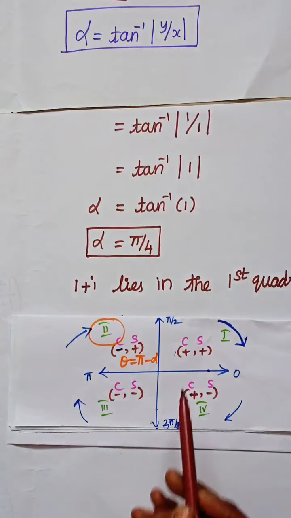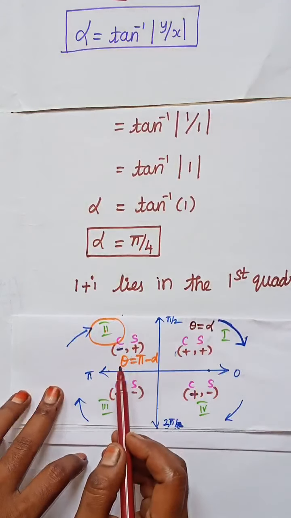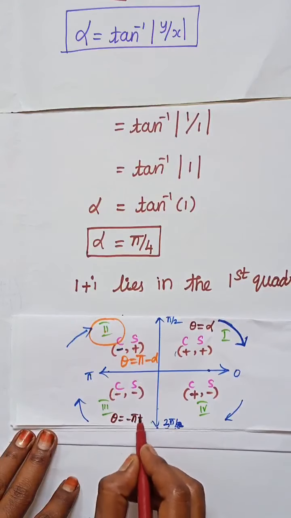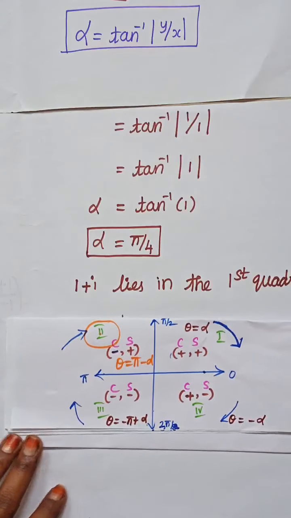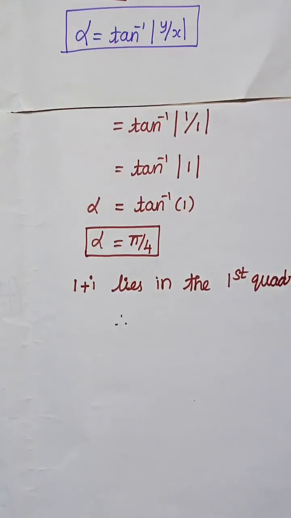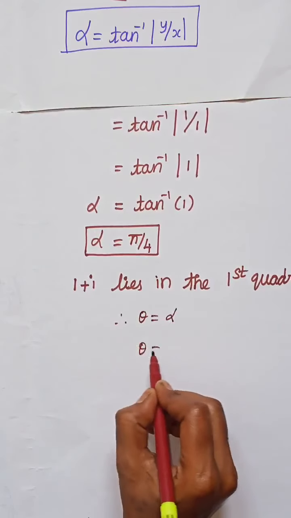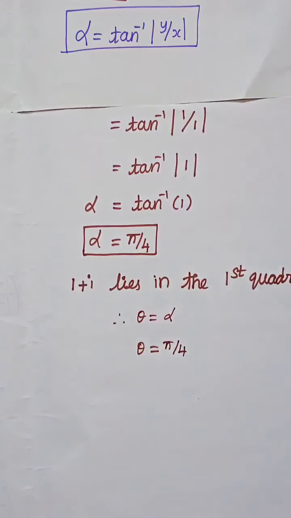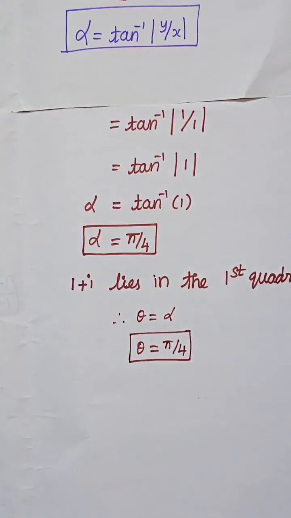So the given number lies in the first quadrant. Here theta equals alpha. In the second quadrant, theta equals pi minus alpha. In the third quadrant, theta equals minus pi plus alpha. And in the fourth quadrant, theta equals minus alpha. Now in the first quadrant, theta value is alpha. What is alpha here? Alpha equals pi by 4. So theta is also pi by 4, since it lies in the first quadrant.